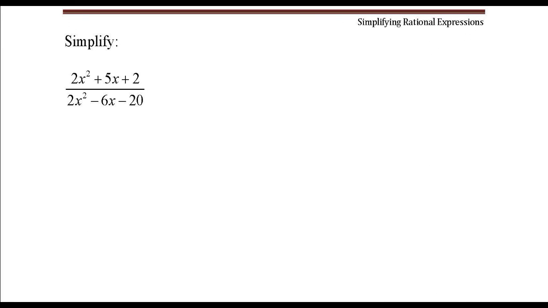So to simplify this, let's factor the trinomial that's in both numerator and denominator here. So in the numerator, if you look at the first term of this trinomial, 2x squared, we'll use factors 2x and x. And if you look at the last term, 2, well, that could only be factored into 1 times 2. I'm going to put the 1 here and the 2 here.